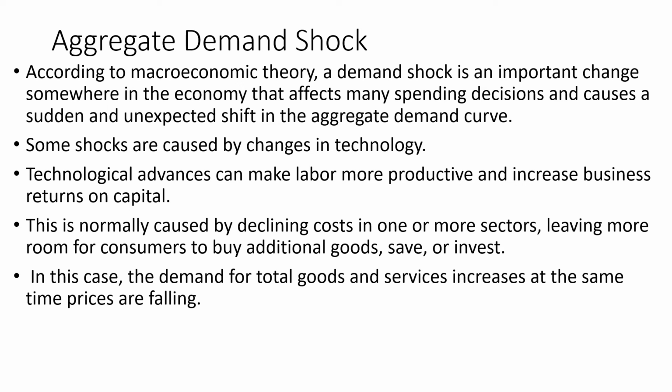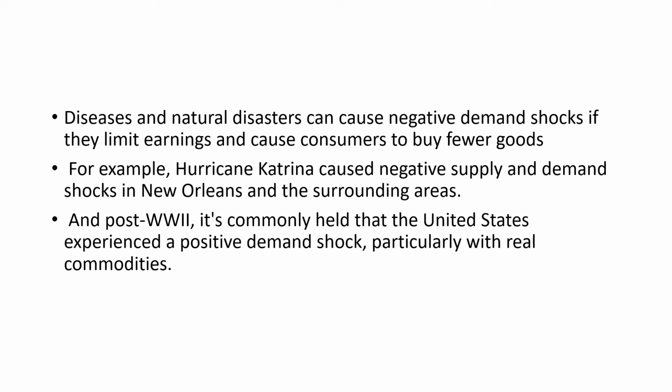This is normally caused by declining costs in one or more sectors, leaving more room for consumers to buy additional goods. So in this case, we can see that the demand for total goods and services would increase. At the same time, the prices are falling. So these are the two different things that you can see simultaneously. In the case of diseases and natural disasters, there are negative demand shocks, if they limit earnings and cause consumers to buy fewer goods. That too can be considered an instance.